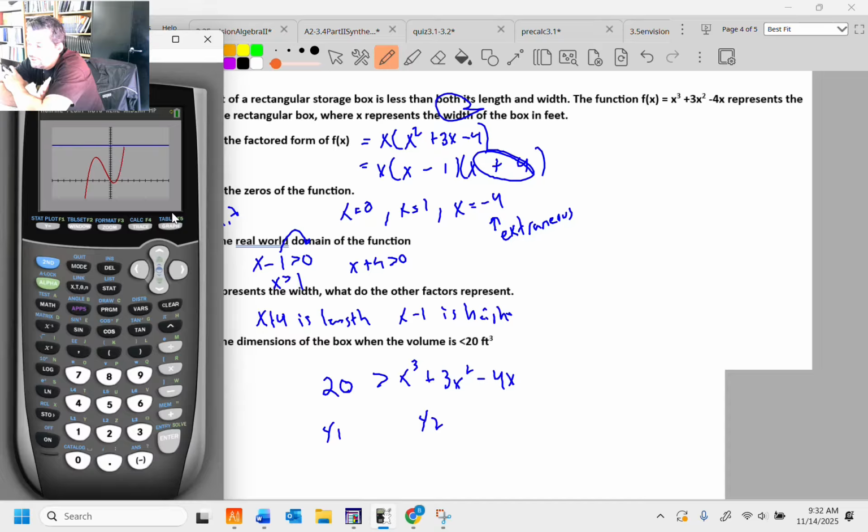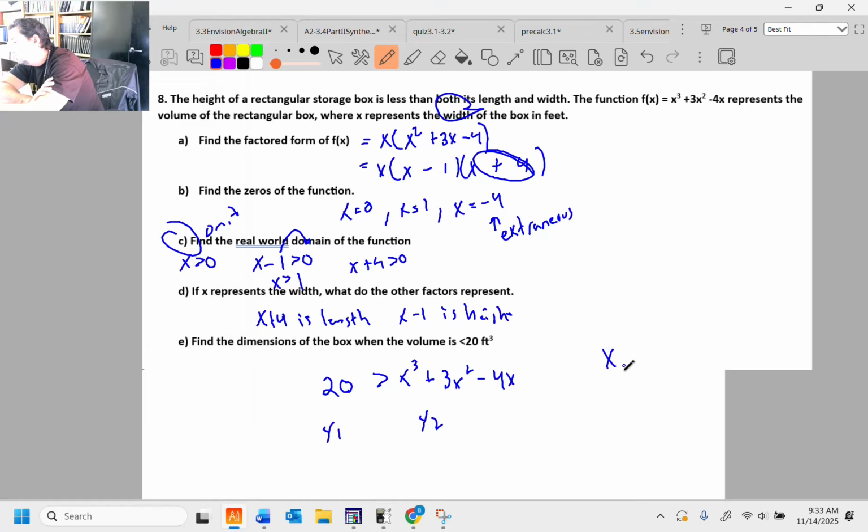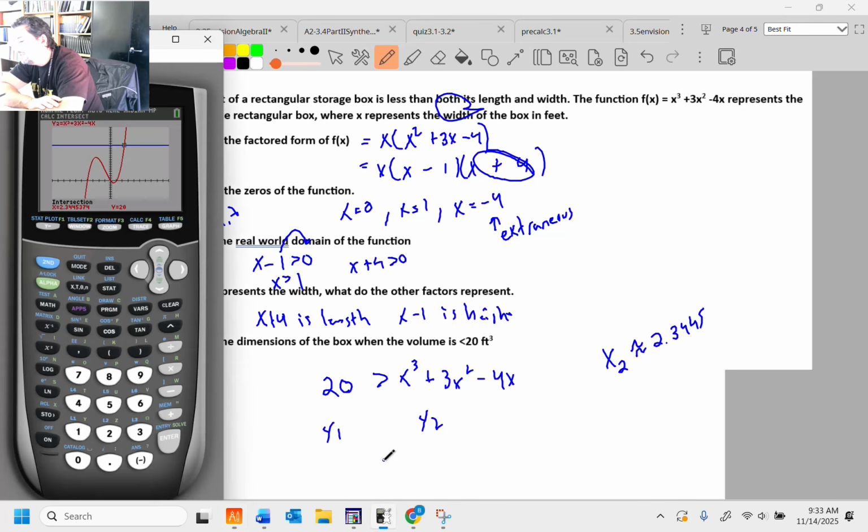And hopefully you can see why it doesn't make sense. The box never stops growing, ever. We're going to hit second, trace 5 for intersect. Enter, enter, enter. And I got 2.3445. We'll call that the second x. It's about 2.3445. Now, the first place where this starts making sense is right here where x is 1, because this is where the volume is positive.